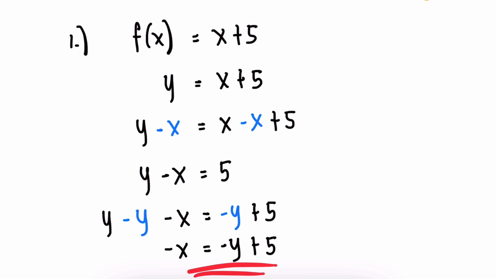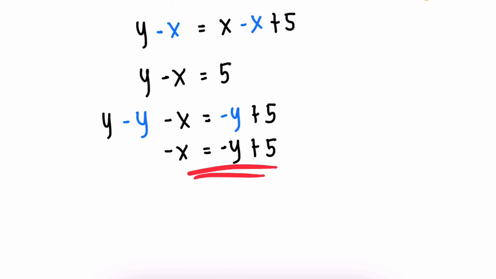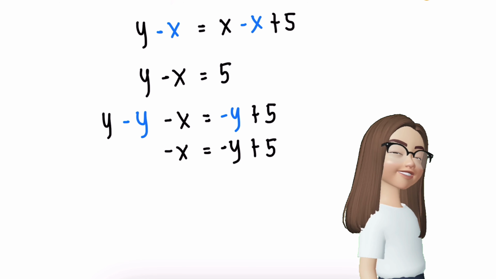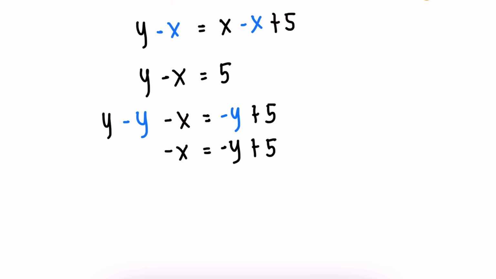To remove the negative sign on the variable x, you need to multiply both sides by negative 1 through multiplication property of equality. Why negative 1? To make the variable x become positive. So, our resulting equation now will be negative 1 times the quantity of negative x is equal to negative y plus 5 times the quantity of negative 1. Negative 1 multiplied by negative x, that is positive x.